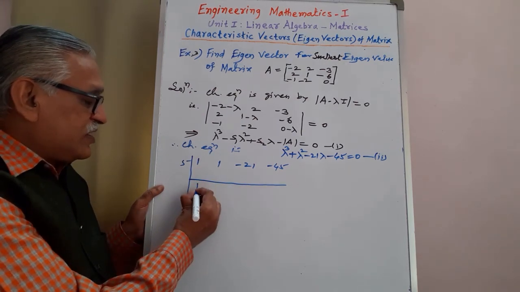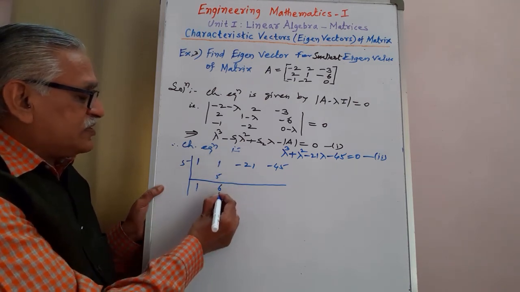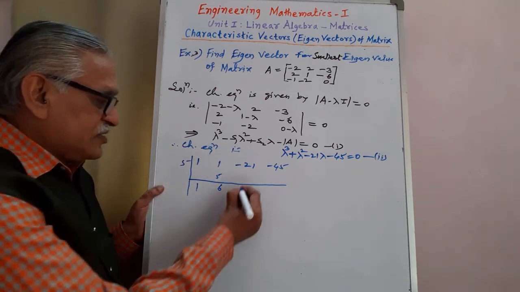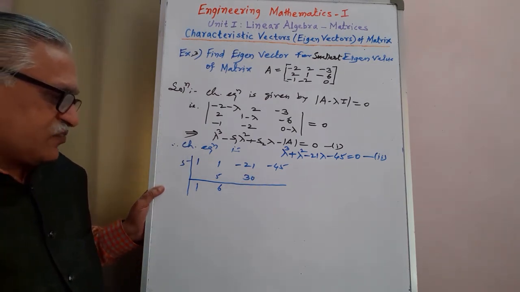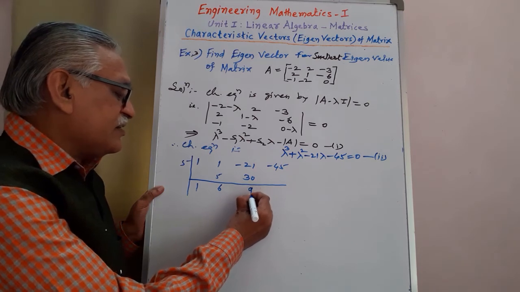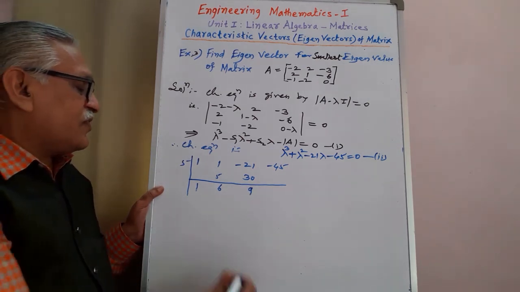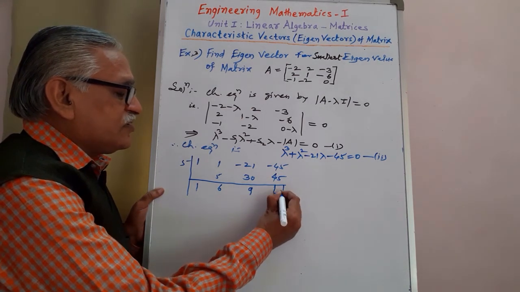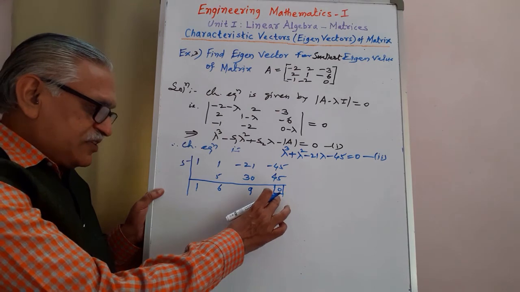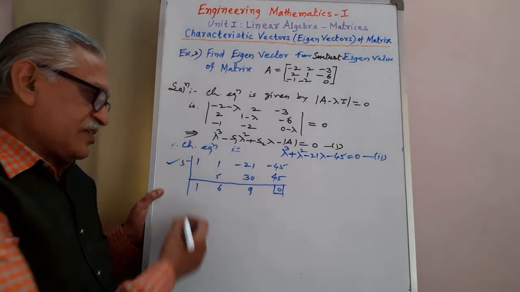Therefore first element is 1. 1 into 5 we get 5. 5 plus 1 we get 6. 6 5s are 30. And 30 minus 21 we get 9. And 9 5s are 45. And therefore last sum is 0. 5 is the first root.